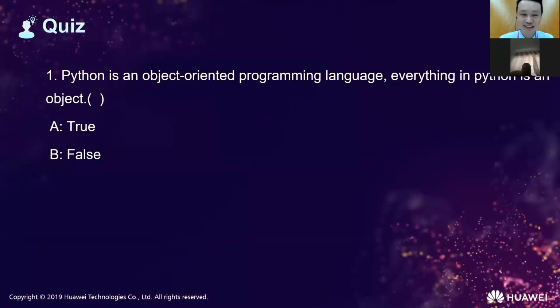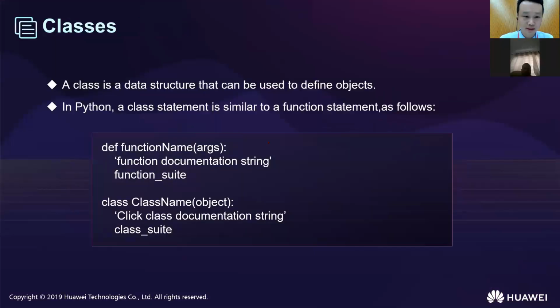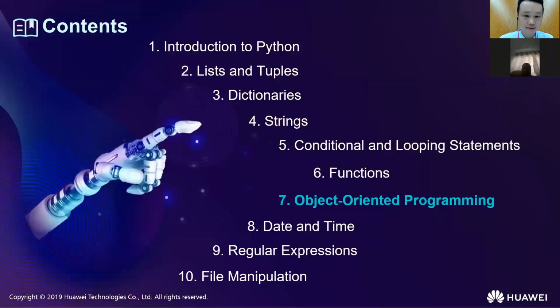You already answered that. So it's true. Everything in Python is an object. So it's true. Let's see another.